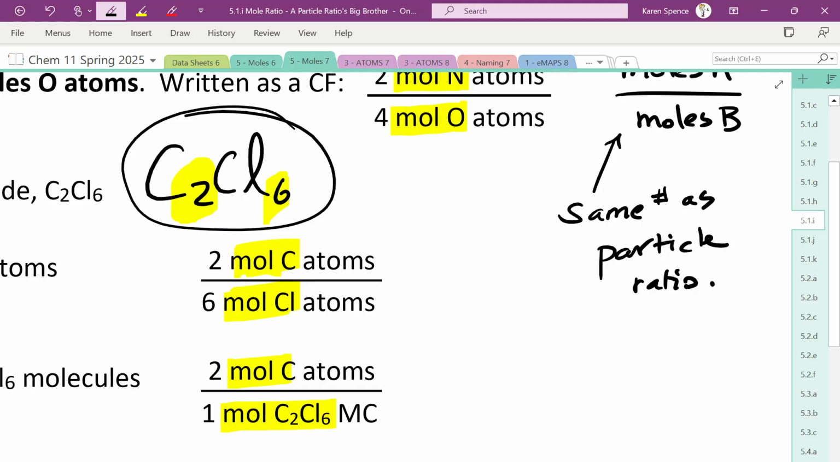Basically, this just allows you a shortcut, all right? Because if I gave you 17 moles of carbon atoms, how many moles of C2Cl6 could you make? You could convert moles of carbon atoms into the number of carbon atoms and then use the particle ratio to go from the number of carbon atoms to the number of molecules. And then you could go from the number of molecules to the number of moles. Or you could just go from moles of this to moles of that in one step. Okay? If you never learn this ratio, it's not the end of the world. You can do a 3-step conversion, but this saves you a lot of time and energy.